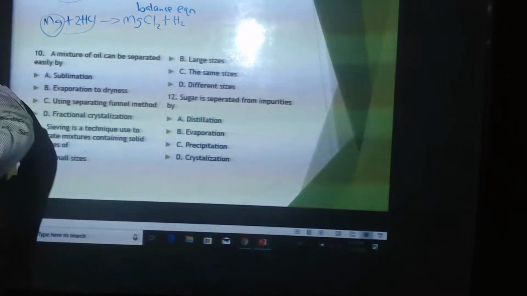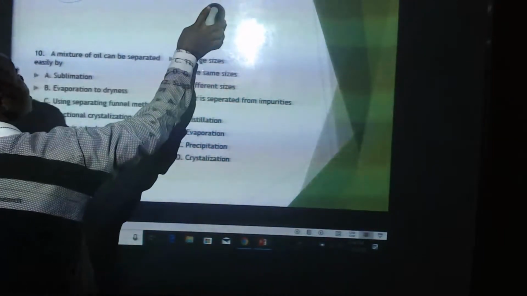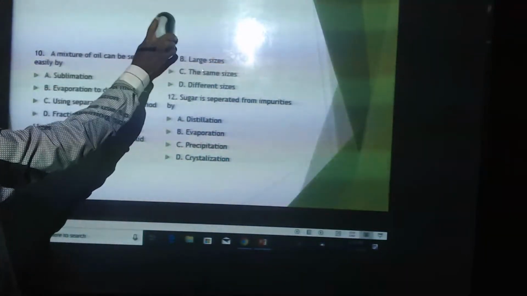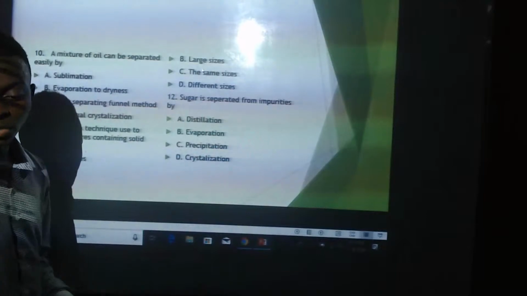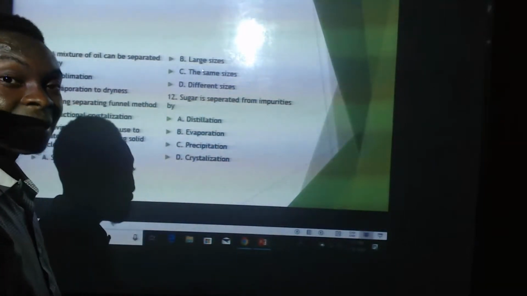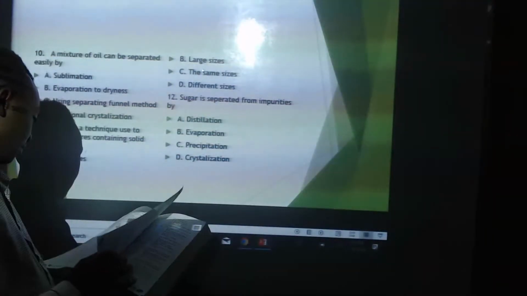So that's just how to balance a chemical equation. Once you see that the number of elements at your left hand is not equal to the number of elements at your right hand, you just know that your equation is not balanced at all.